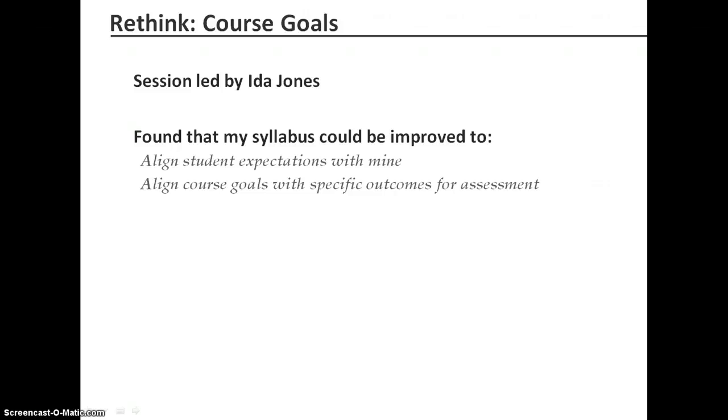Also, I thought Dr. Jones' section on reconsidering our syllabus was quite useful, and I will make some alterations that I'll report to you next week. Definitely want to align student expectations with mine in very clear prose. Also align course goals with specific outcomes for assessment, so both I and the students are really clear on what the outcomes are for them and what's expected of them.